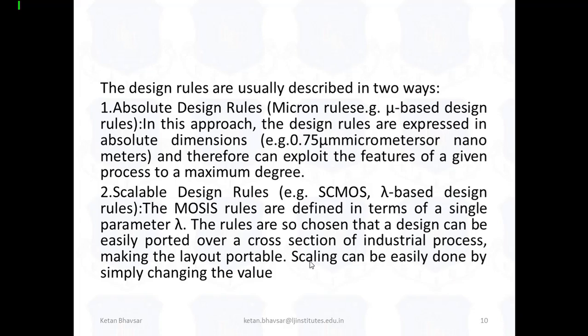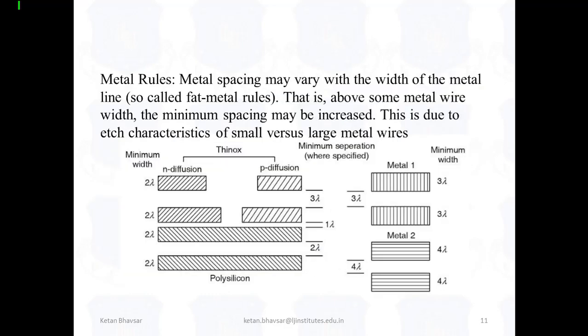We mainly focus on the scalable design based rules because the scaling factor plays a main role when we're talking about the area. As you can see, we have different types of layers, like metal, contact cuts, gates, n diffusion, p diffusion. So now we're talking about the metal based rules. Metal spacing can be described over here.